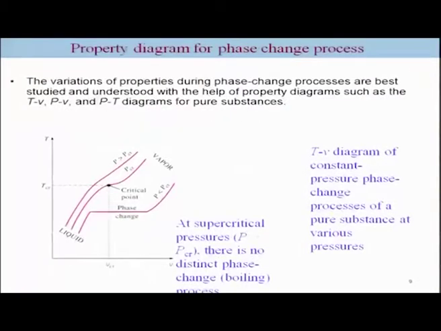The property diagram for the phase change need not be just a T-V diagram. You can use other diagrams as well, such as P-V and P-T diagrams. The representation more or less is the same, but it gives a different idea. I will describe a bit more later, but this is extremely useful in order to explain the behavior of the phase change on such diagrams.